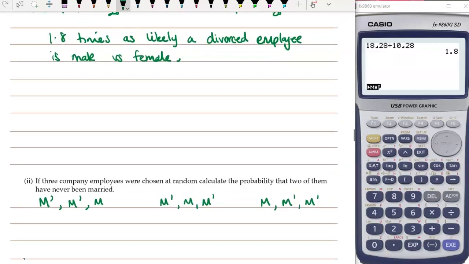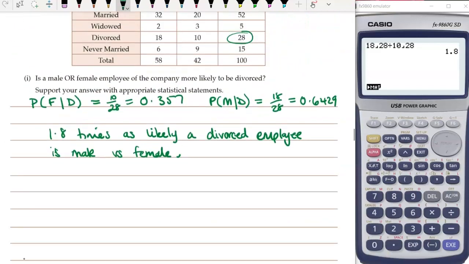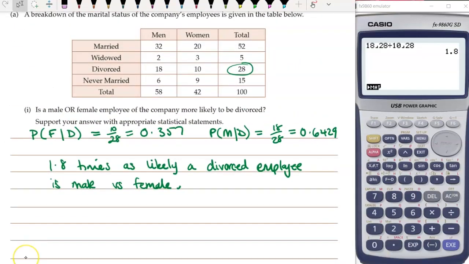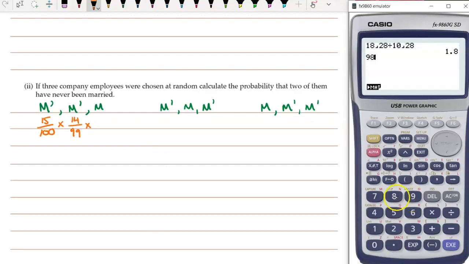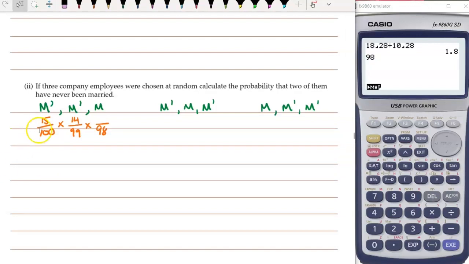So let's see how we can make up those probabilities. So never married, then married. We've got a total of 15 people that have never been married, so this would be 15 out of 100. Now once they've been picked, we've got one less person in there, so that's 14 out of 99. And then if we've got 98 people left, on this last one, it'll be out of 98. We have 15 people that have never been married, which means that there must have been 85 to start with that have been married at some point.